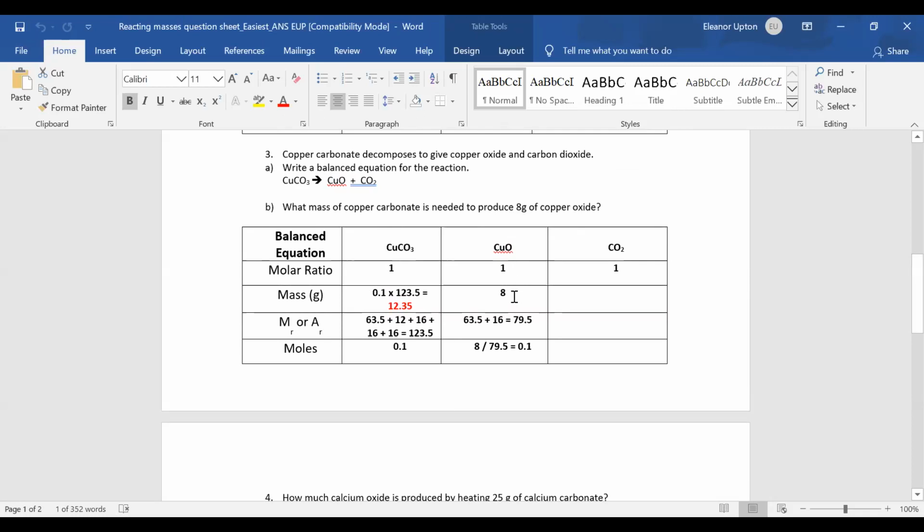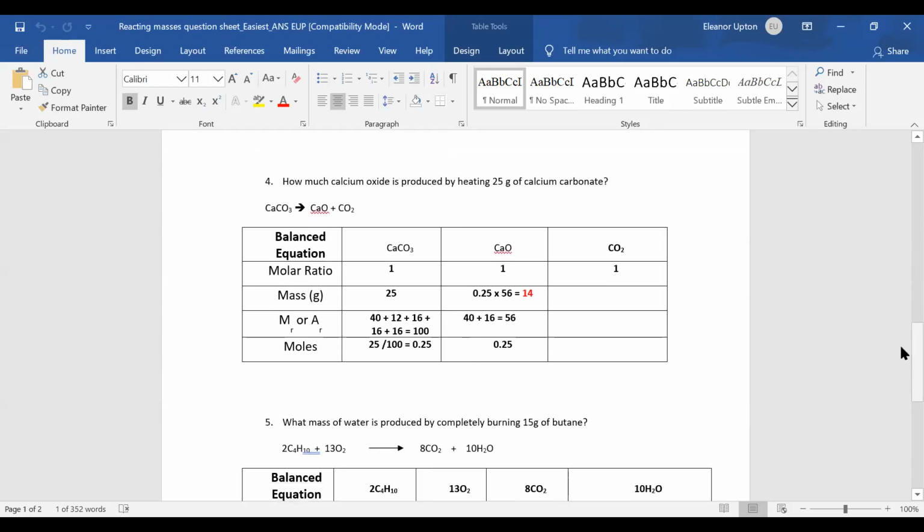So you were given 8 grams of copper oxide. If you carry out the tally method, the table method even, you should obtain 12.35 grams of copper carbonate. So 12.35 grams of copper carbonate are needed to produce 8 grams of copper oxide when it decomposes.